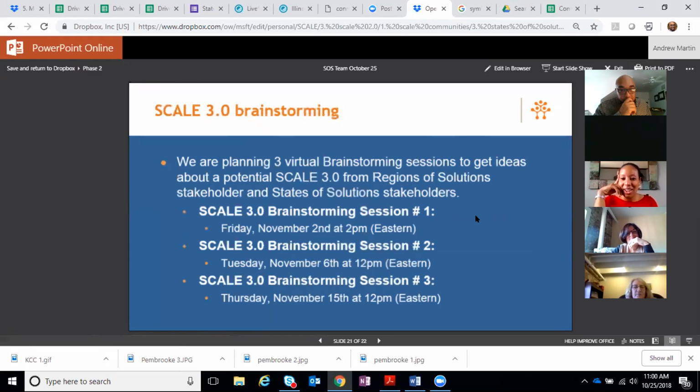Now I wanted to also share with you all an opportunity for some brainstorming. Earlier, Seth mentioned Regions of Solutions, another network of communities engaged in improving health equity. We have received funding from the Robert Wood Johnson Foundation for this work for SCALE, which is spreading community accelerators through learning and evaluation. States of Solutions is one of our projects within SCALE. And we are now starting to do some brainstorming about what a SCALE 3.0 would look like. What would the next phase look like?